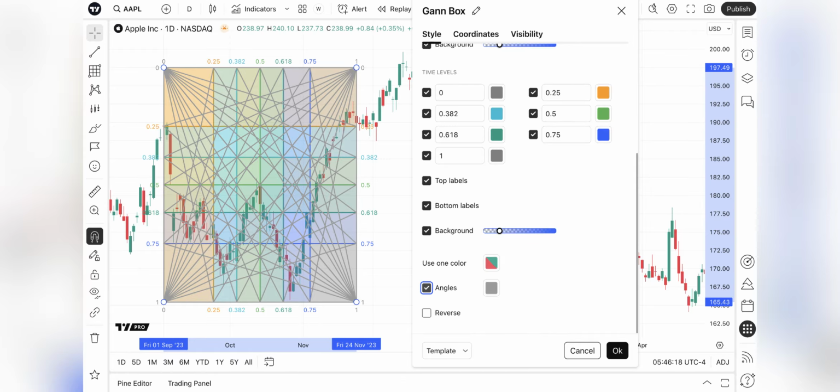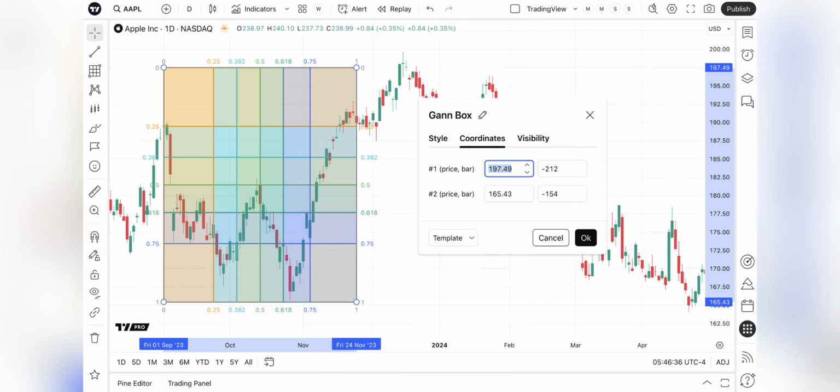When you open the style settings of the Gann box, you can customize the entire appearance. You'll see options for price levels and time levels, where you can toggle each line on or off and adjust the color and transparency. You can choose whether you want labels on the left, right, top, or bottom, each showing the value of the level it represents. You can adjust the opacity of the background sections between the levels or activate the Use One Color option if you prefer a clean, unified look.